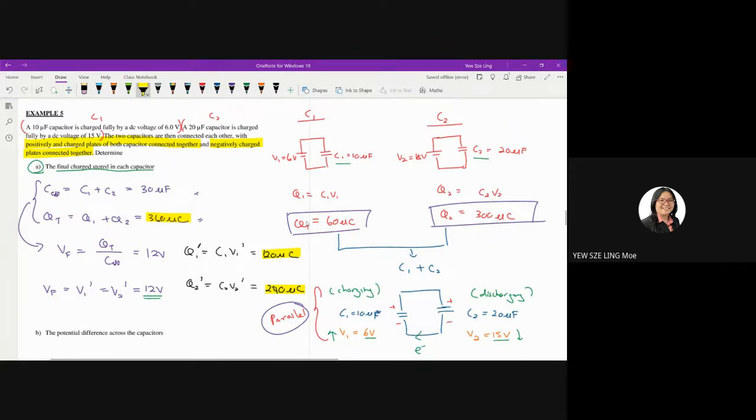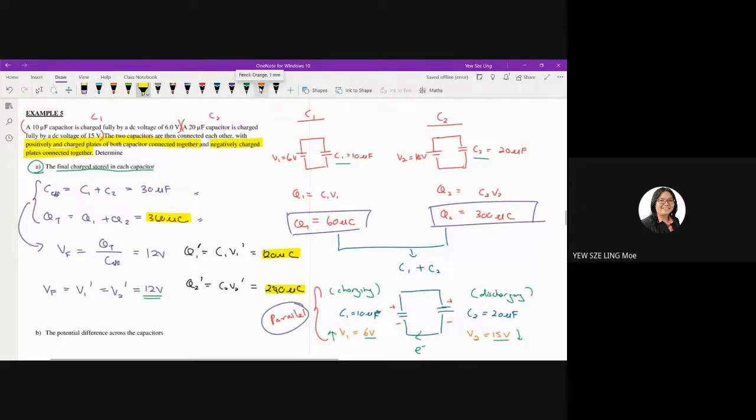So that is how you answer question A: by determining the initial charge, the charge stored in capacitor C1 and the charge stored in capacitor C2 before you connect them together, and then finding out what happened after you connect them together. After you connect them, you got total charge equal to 360, and then Q1 equals 120, Q2 equals 240. When you add these two values together, they give you 360, which means you didn't make any careless mistake in your calculations. All right.